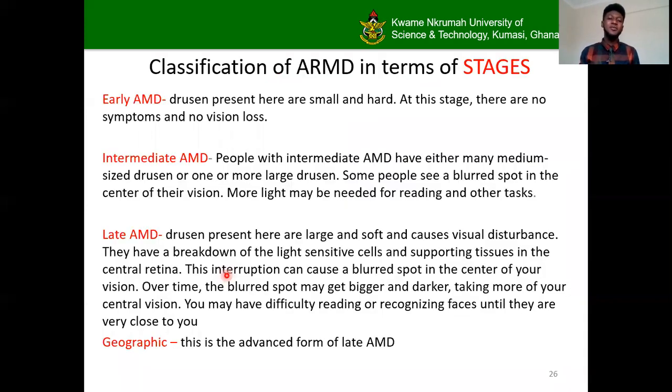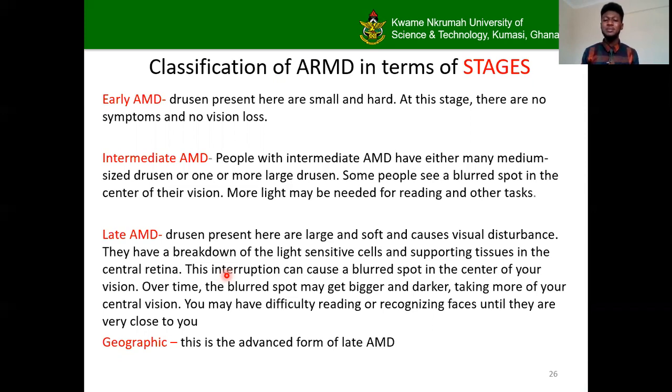Now let's look at another form of classification of AMD in terms of stages. We have early AMD, intermediate AMD, late AMD, and geographic AMD. In early AMD, the drusen present here are small and hard. At this stage, there are no symptoms and no vision loss. So here, if I try to use the pinhole, vision will not improve because there is no vision loss at the moment. In intermediate AMD, people have either many medium-sized drusen or one or more large drusen.